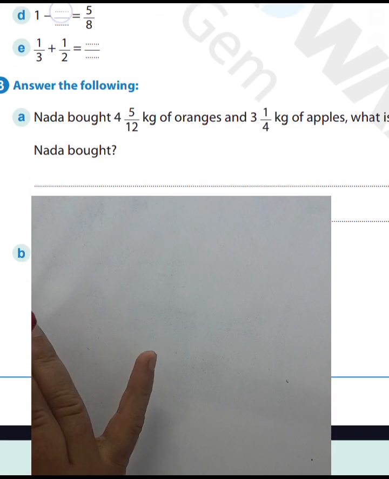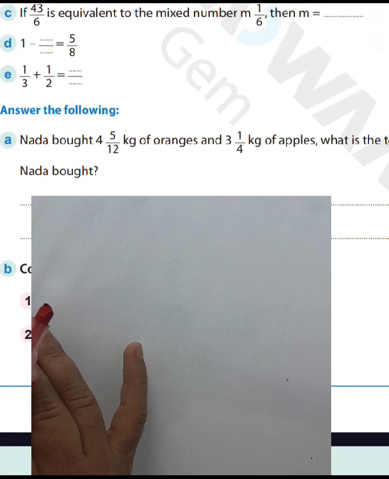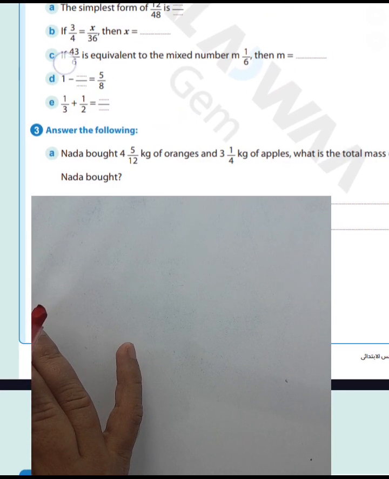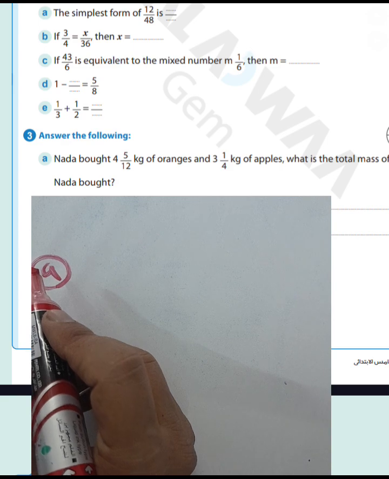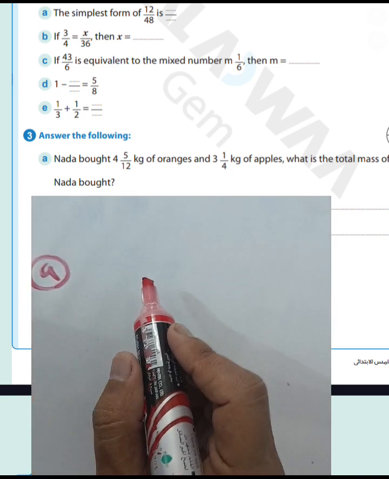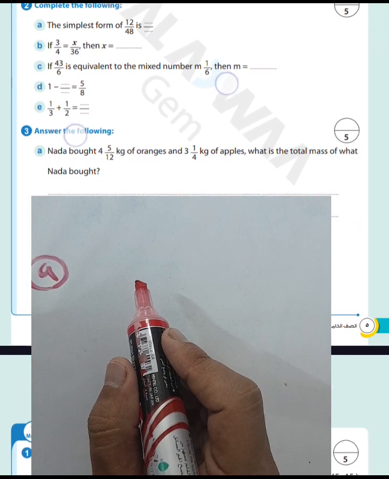Okay. Question here. Number 3. Answer the following. Letter E. Nada put 4 and 5 over 12 kg of oranges and 3 and 1 over 4 kg of apples. What is the total mass that Nada put?